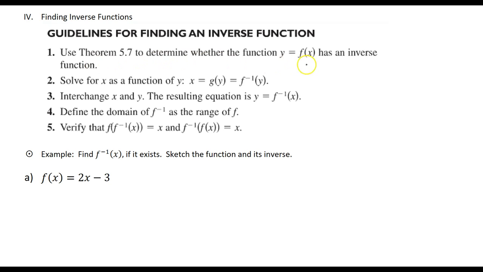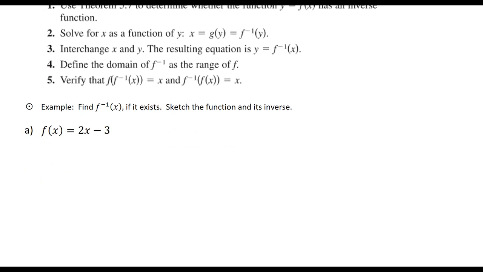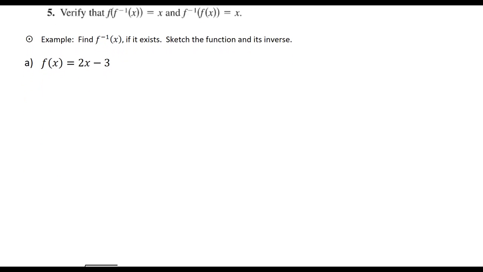But if you can determine that there is an inverse function, you can start by solving for x as a function of y. So you would replace your f of x with a y, and then you would solve for x. And then you can swap x and y and replace the y with f inverse of x. And then you would want to find the domain, and you probably want to verify at least that your work is correct. So for example here, it says find f inverse if it exists, sketch the function in its inverse.